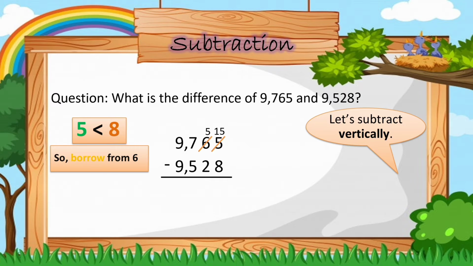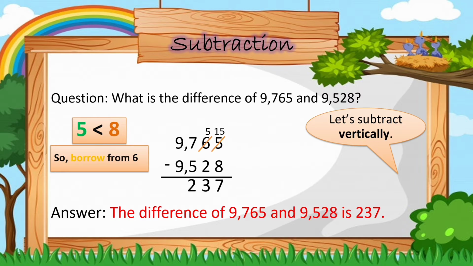Now let's proceed to subtraction. 15 minus 8, 7. 5 minus 2, 3. 7 minus 5, 2. 9 minus 9, of course, it's 0, so you don't need to write 0. So the difference of 9,765 and 9,528 is 237.